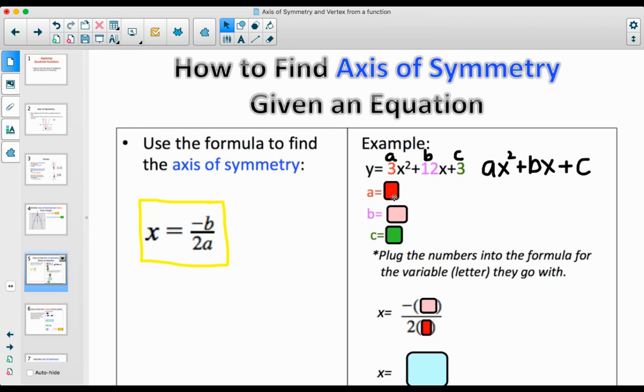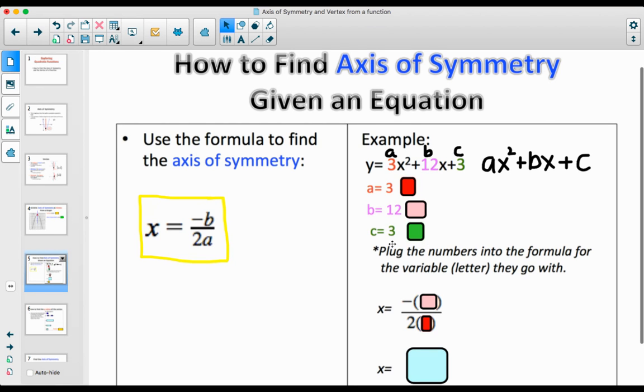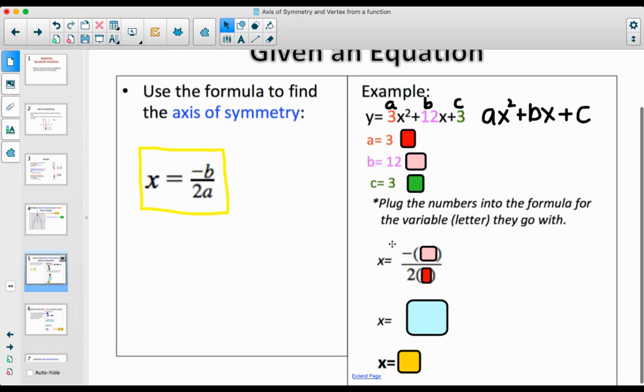Okay. So again, what I'm doing here is, just to help organize yourself, for each one of these types of problems, I suggest you list out each part. So a is 3, b is 12, and c is 3. Great. Now we're going to need to use some of these numbers in order to find the axis of symmetry.